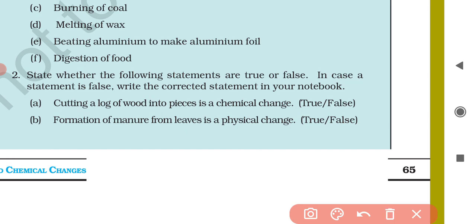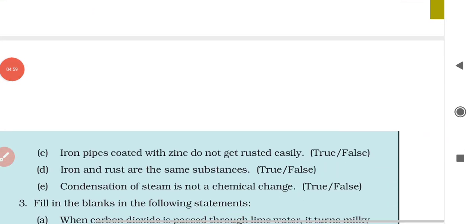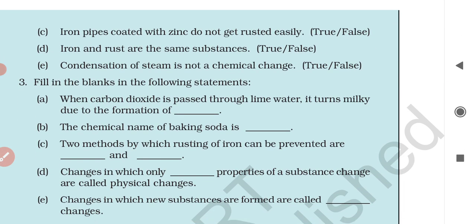Next, statement B: formation of manure from leaves is a physical change. True or false? It is again false. Why? Because formation of manure from leaves is a chemical change. Let us go to the next statement. Statement C: iron pipes coated with zinc do not get rusted easily. True or false? Iron pipes coated with zinc do not get rusted easily. The statement is true. Okay, why?